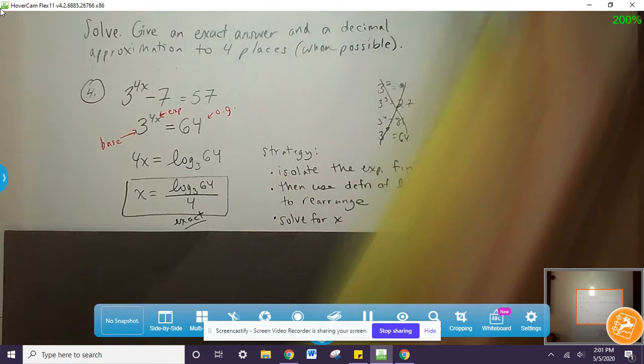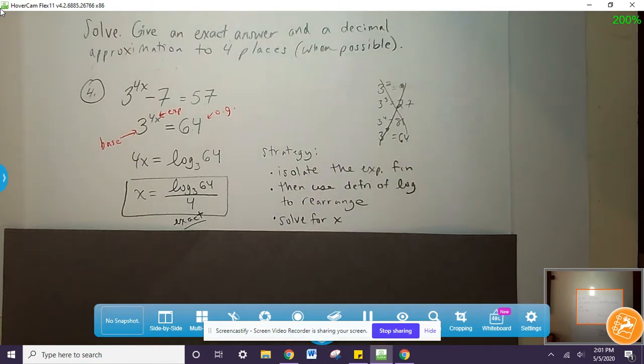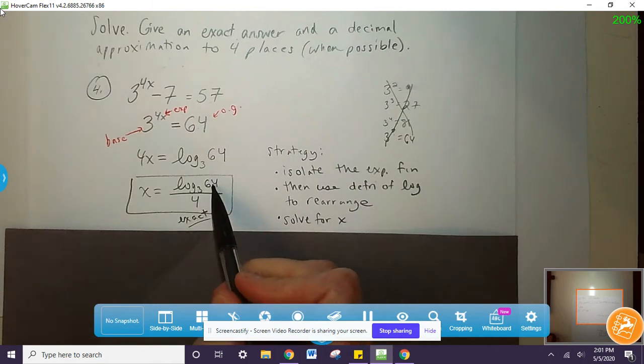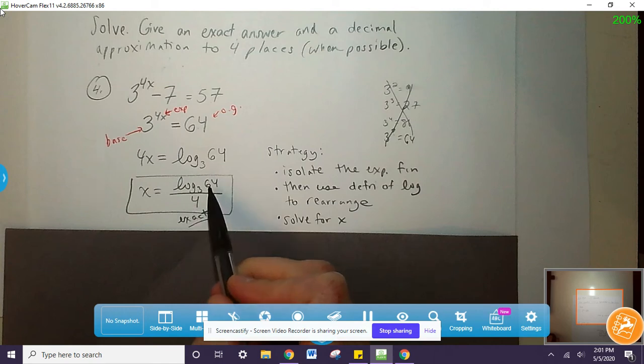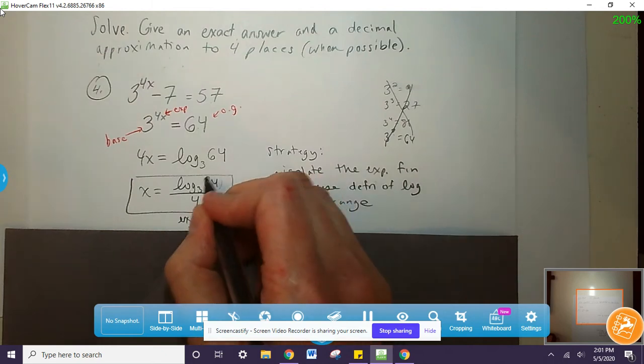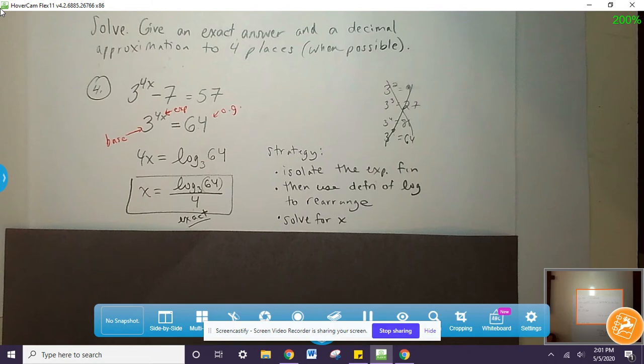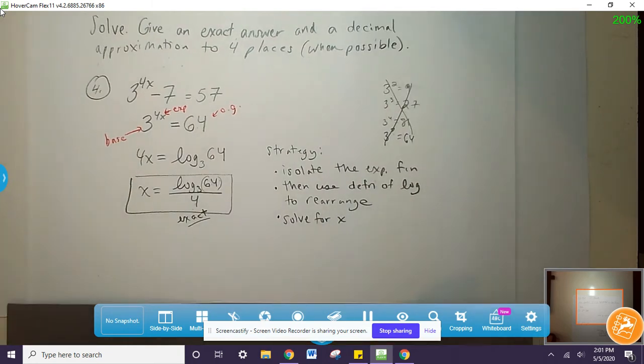Because what we're going to do next is get a decimal approximation. And by the way, for anyone looking at 64 and 4, you cannot reduce those. I know 2 goes into 64 and 2 goes into 4. Actually, 4 goes into both of those. But you can't reduce them because the 64 is trapped inside the log. If I were to put parentheses around it, would that make it a little more clear that you can't reduce the 64 and 4 because it's not really 64, it's log base 3 of 64. But what we can do is use a calculator to get a decimal approximation.